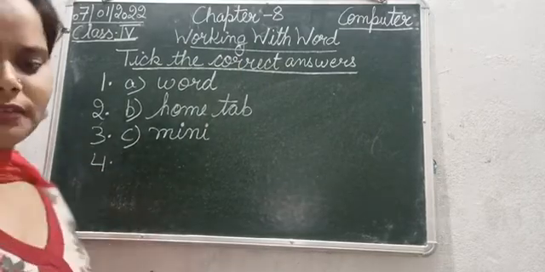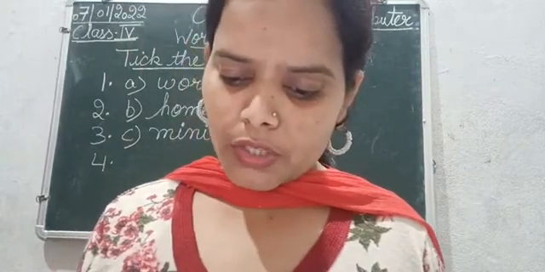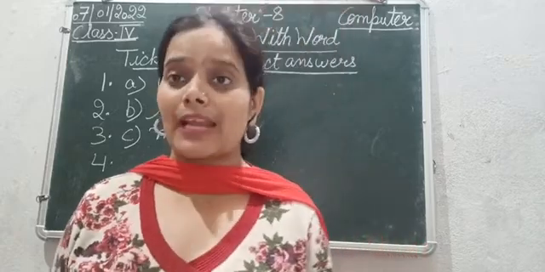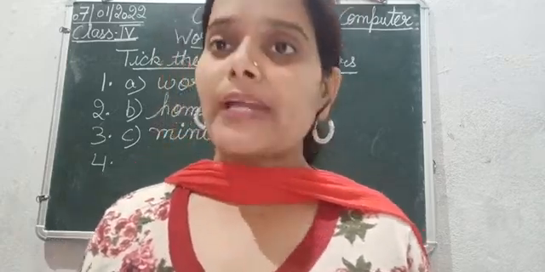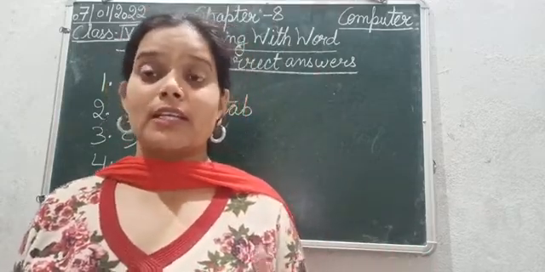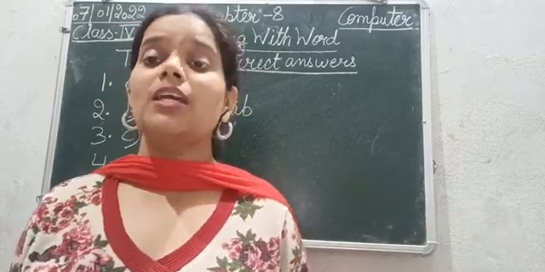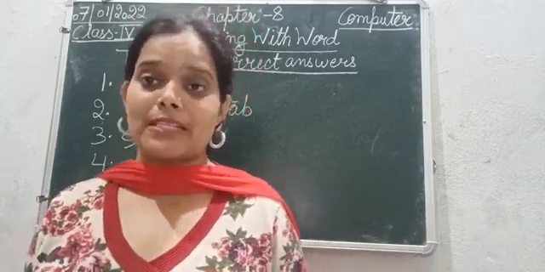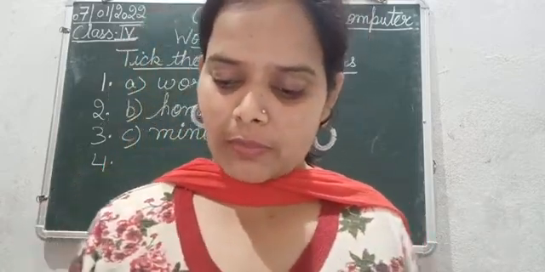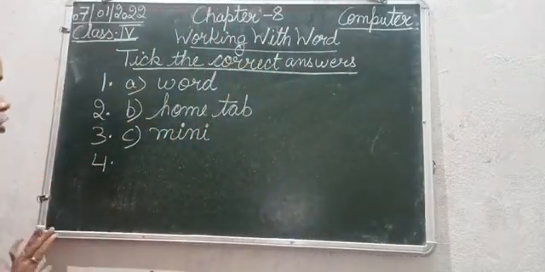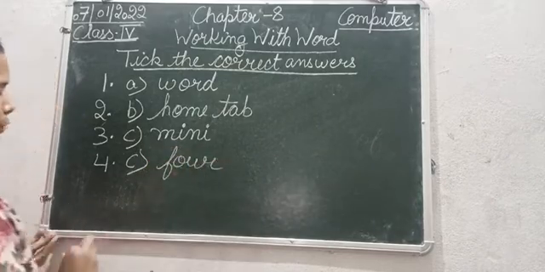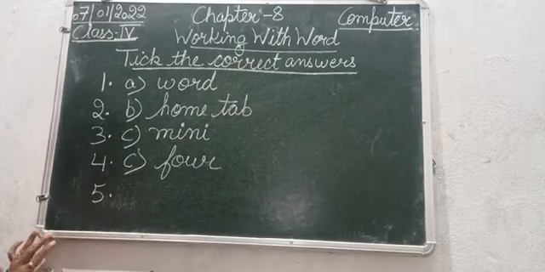Moving next to the fourth one. The fourth is, in Word 2010 there are dash types of alignments. So in Word, how many types of alignments are there? There are 4 types of alignment: left, right, center and justify. These are the names of the 4 alignments that are available in MS Word. So there are 4 types of alignments. That is option number C, that is 4.